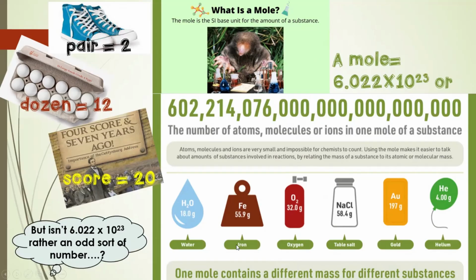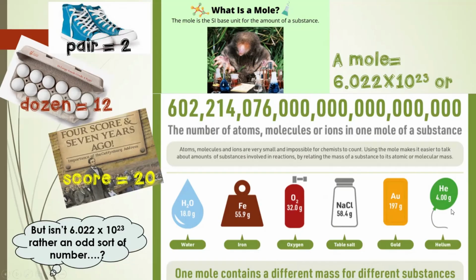So if you look down here, we see lots of familiar things. There is water, iron, oxygen, table salt, gold, and helium. And in the icons right here, it has different numbers of grams. So water, 18 grams, iron, 55.9 grams, and so on. Now, if you look at these numbers and compare them to the atomic masses listed on the periodic chart, I hope you see some similarities jump out at you.